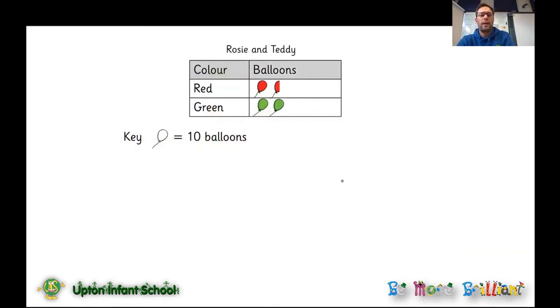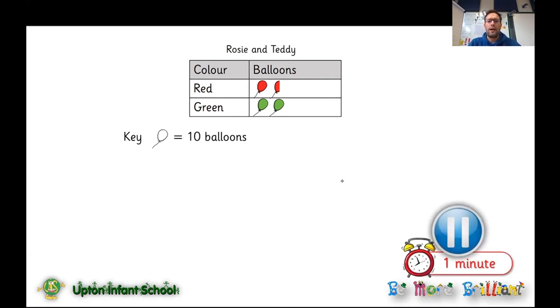So we have got a pictogram here to show how many balloons Rosie and Teddy have got. And there's a key. We always need a key so we know what the numbers mean, don't we? And what the pictures mean, rather. So it says the colors there, we've got red and green. And the key, one picture of a balloon equals 10 balloons. Can you work out how many balloons each of them have got yet? Have a little think. What does it show? If there's somebody nearby, tell them how many red balloons there are and how many green balloons there are.